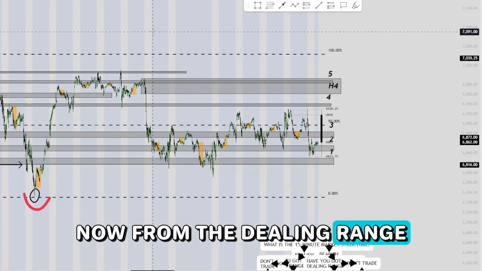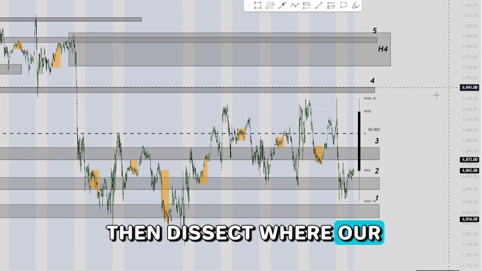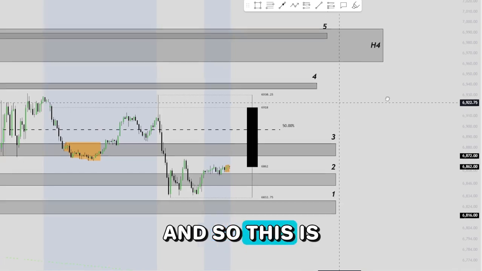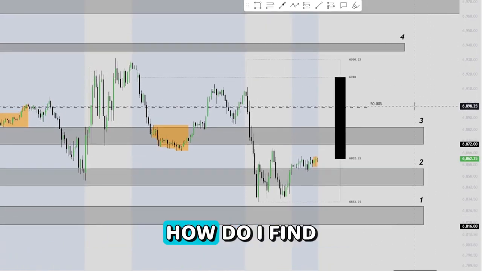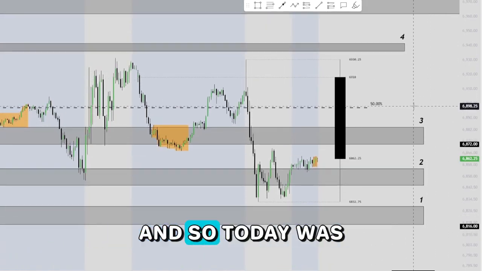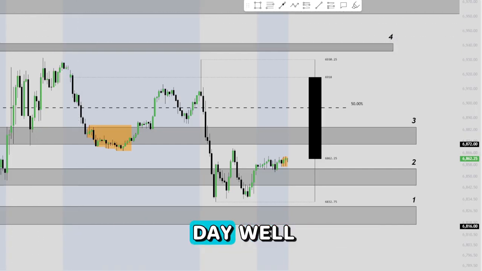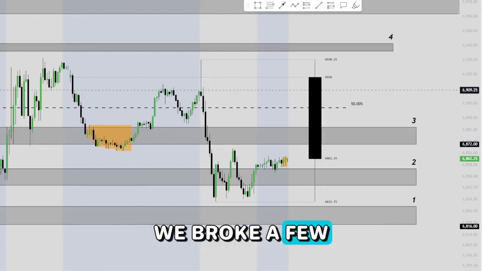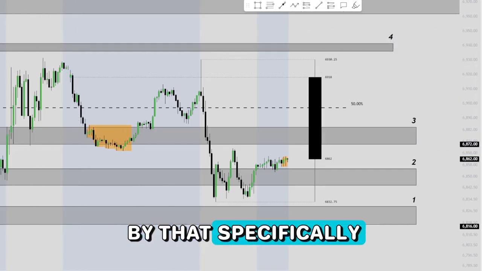Now, from the dealing range, we can begin to dissect where our key levels are. This is a very common question I get: how do I find my key levels? Today was an interesting sort of day where we broke a few rules. And what I mean by that specifically.